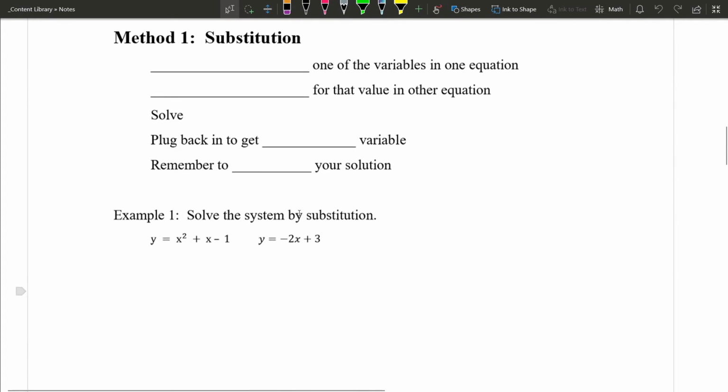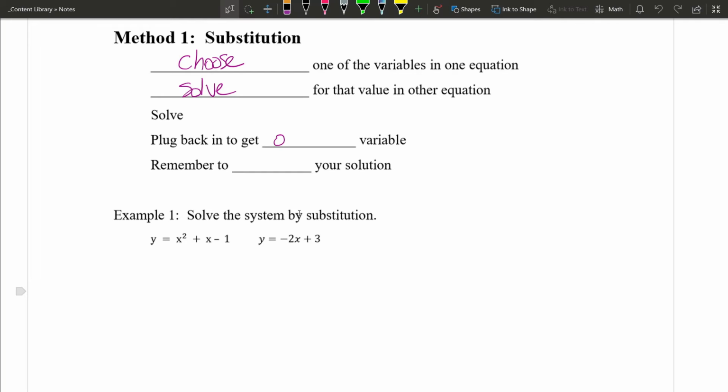what we're going to do is choose a variable, any variable. Then we're going to solve for that value in the other equation, just like when we did substitution of equations. We'll plug our answer back into the other variable, and then we will check our solution.